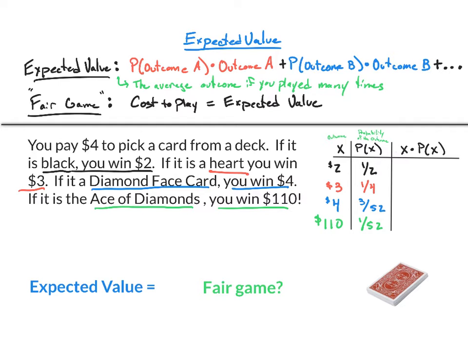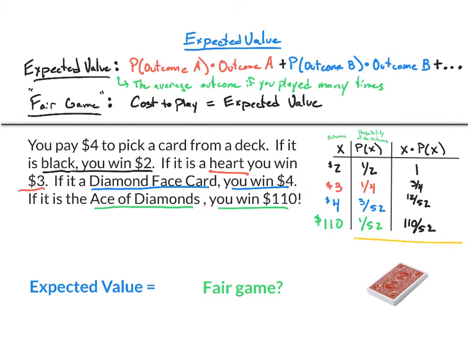So if we do that, I like to just use the fractions. So this is just 1, because 2 times 1/2. This is 3/4. This is going to be 12/52, because 4 times 3. And this is going to be 110/52. And so I just multiplied those different probabilities by their values.